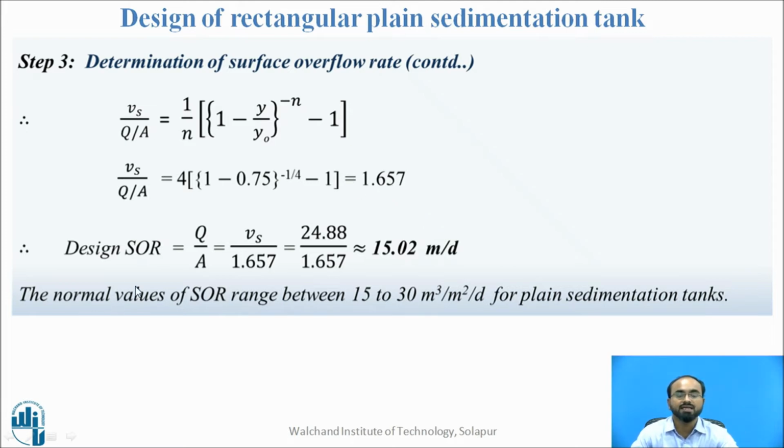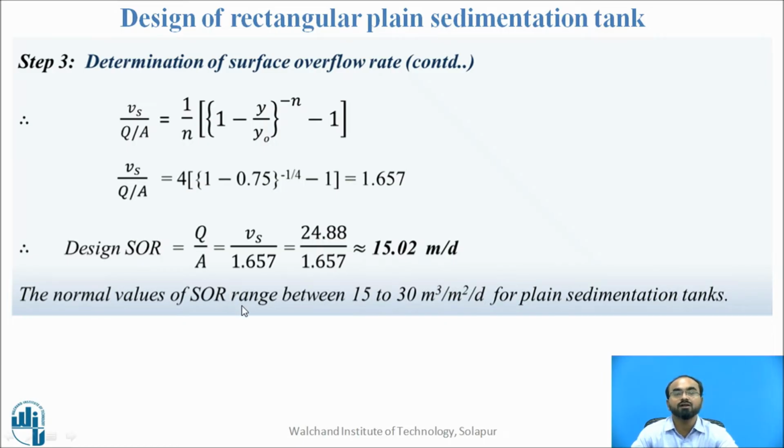So, what is our design SOR? It is basically Q by A, which is also equal to Vs divided by 1.657. Automatically we know the value of Vs, so just put it in: 24.88 divided by 1.657, which is equivalent to 15.02 meter per day.